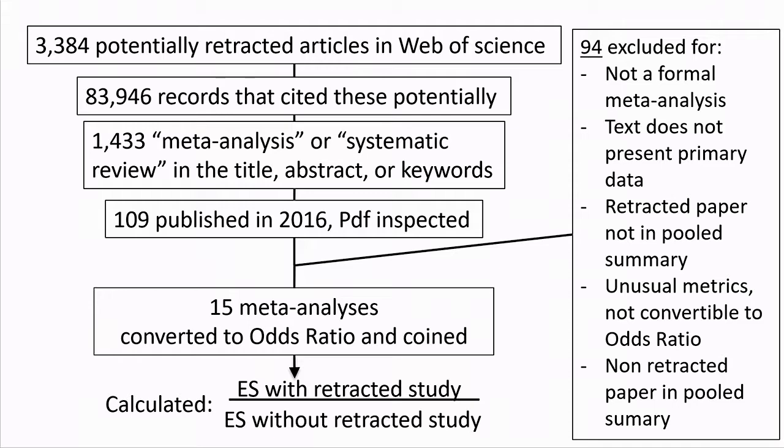So when the ratio value is 1, there is no difference. When the value of the ratio is above 1, that means that the retracted study was presumably falsely increasing our confidence or our belief in a certain effect, and vice versa, when the ratio is smaller than 1, it was actually decreasing it.